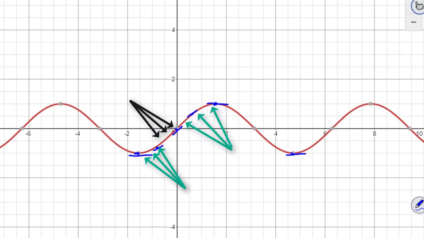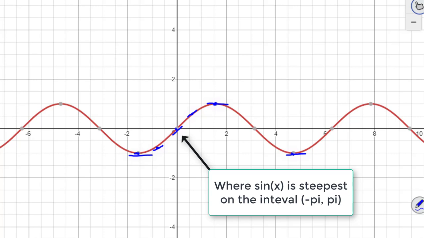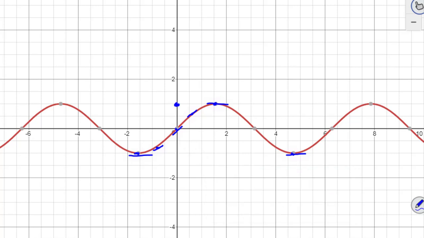That's a concept called concavity. Some of you have heard of it. We won't touch that for another unit. Okay? But anyway, where is it steepest? Right here at 0.